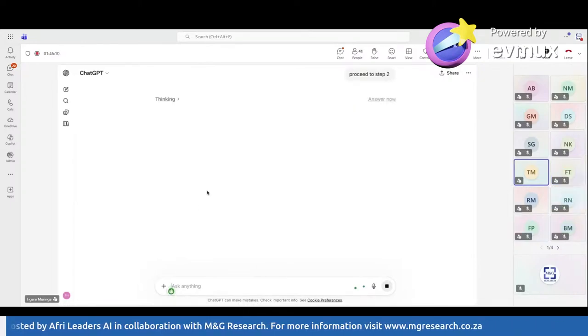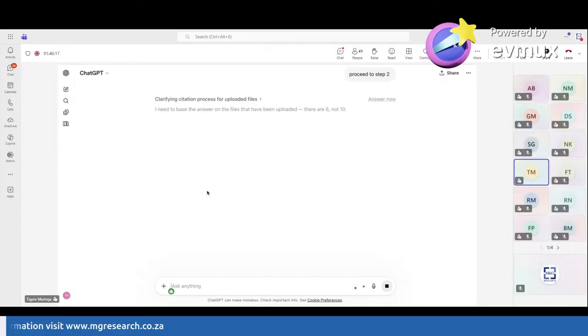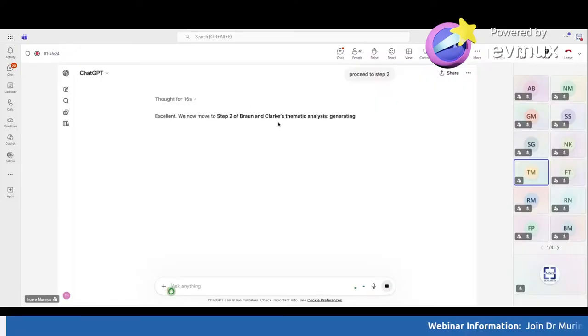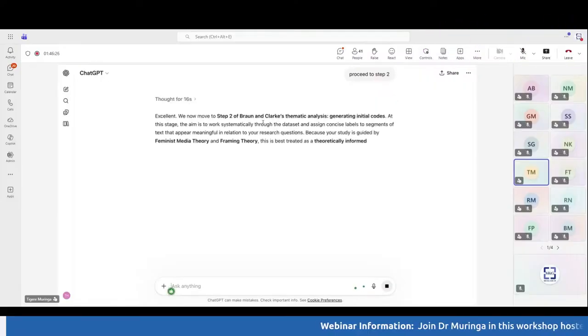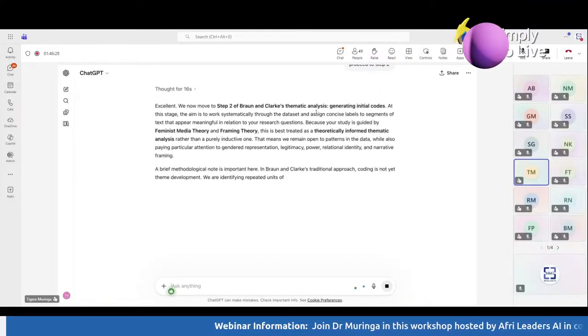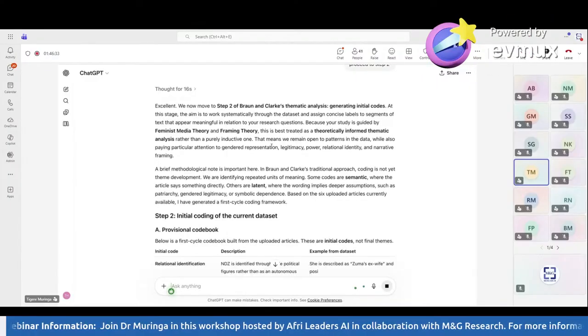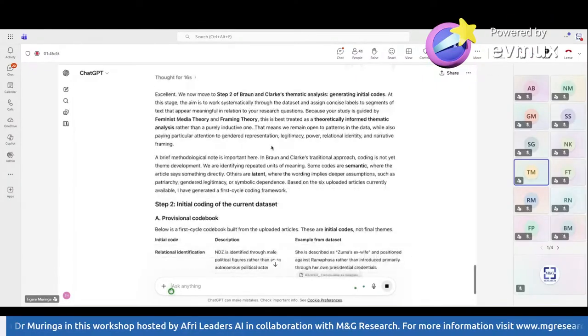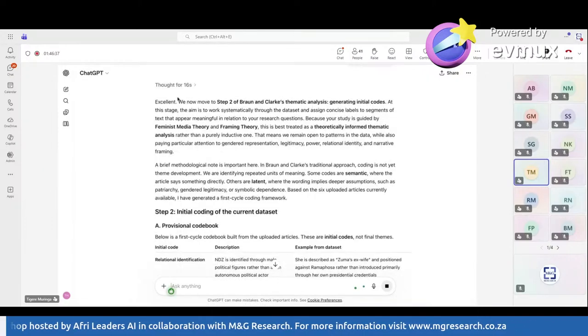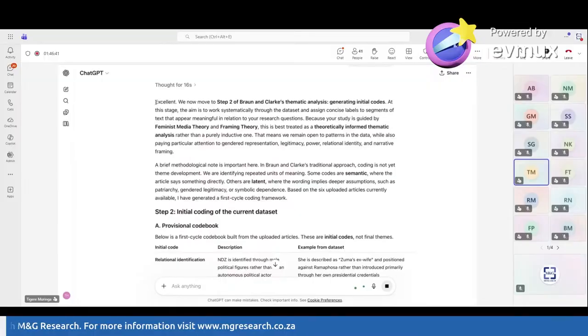So remember, we're following the thematic analysis approach. Step 1 was familiarizing ourselves with the data. Then step 2 is that we now want to generate initial codes. Right, excellent. We now move to step 2 of Braun and Clarke thematic analysis, generating initial codes. What I love about this process is that when you're reading through, you're actually learning and enhancing your knowledge of how you would do this process manually.